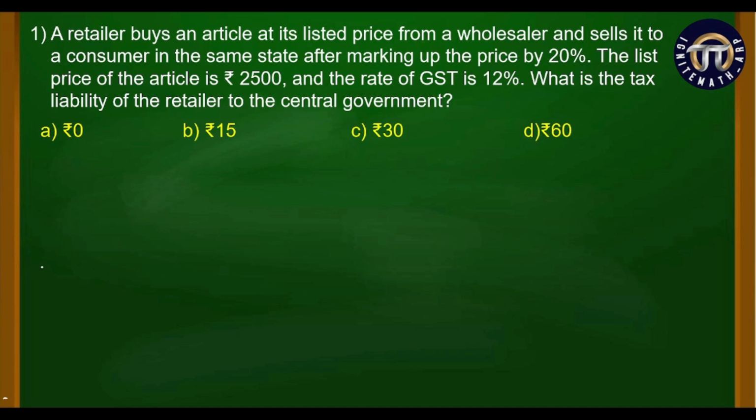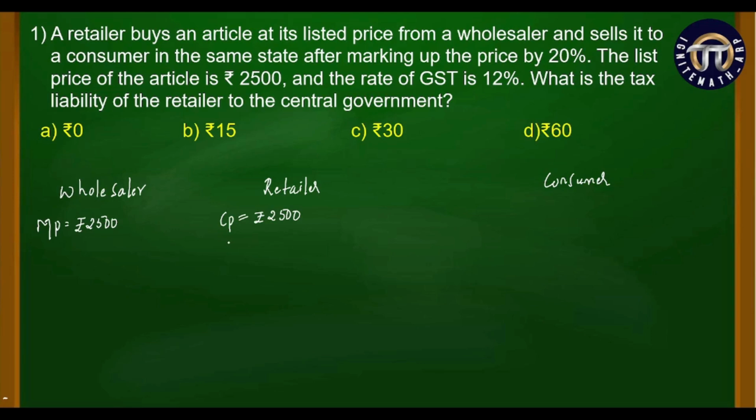So in this transaction, children, we have three parties involved. First one is a wholesaler, then a retailer, and the last one is a consumer. You need to understand it clearly. For the retailer, the marked price of the article is rupees 2500. The retailer is buying the article from the wholesaler at its marked price only. List price is the same as marked price, so the cost price for the retailer is 2500.